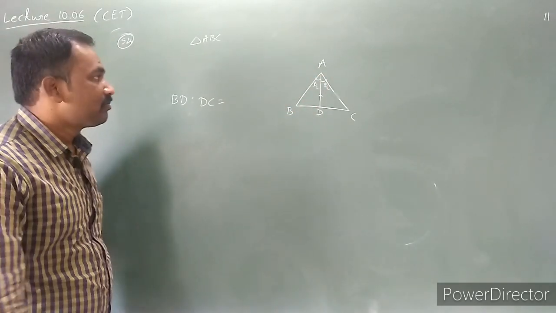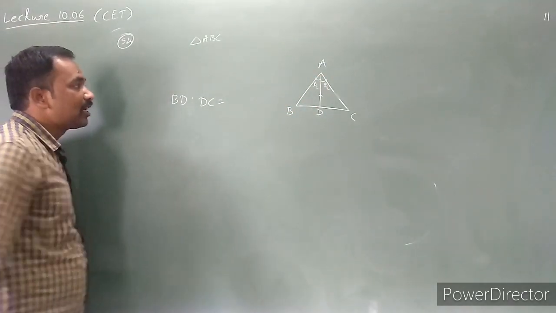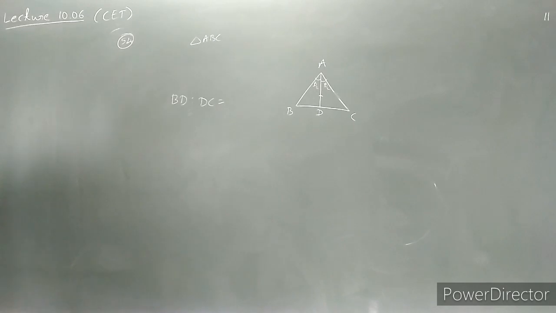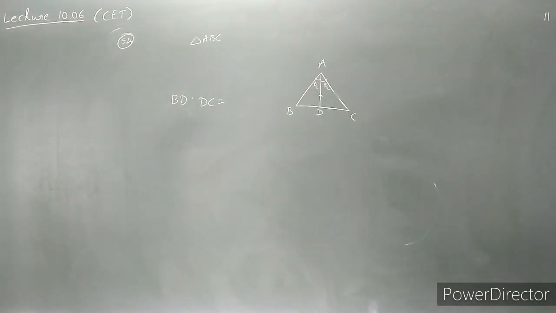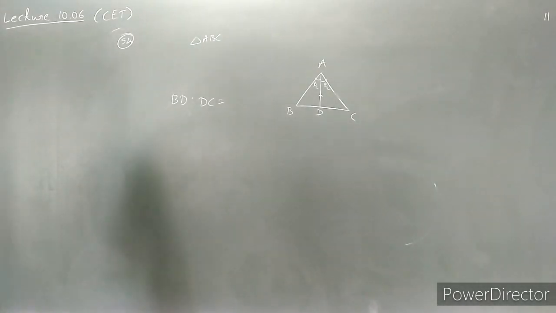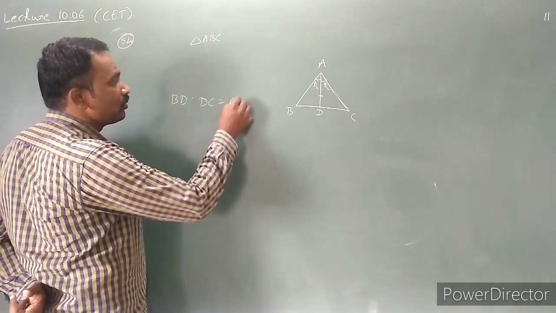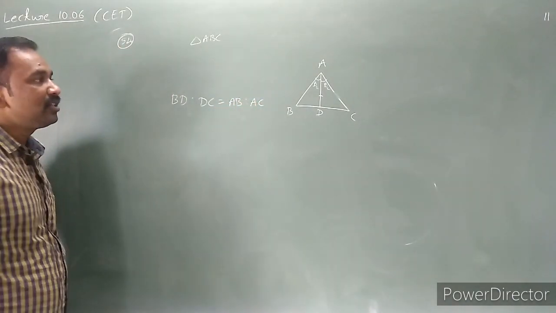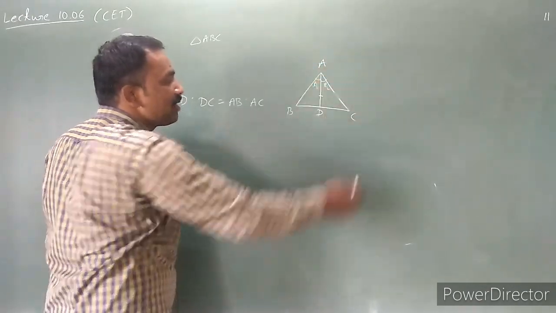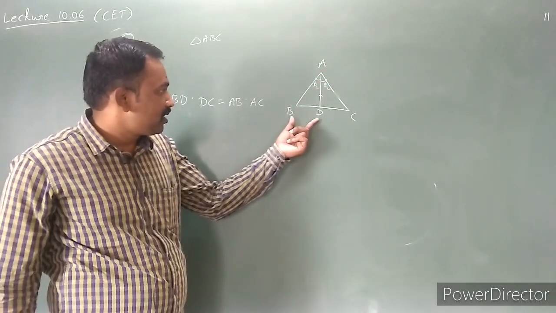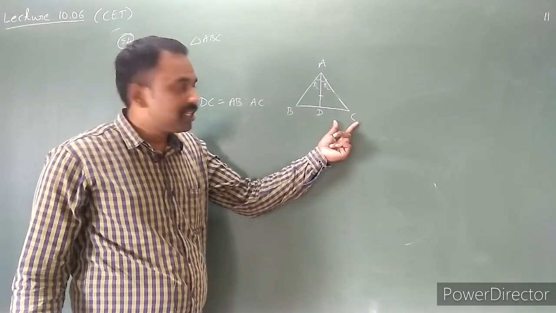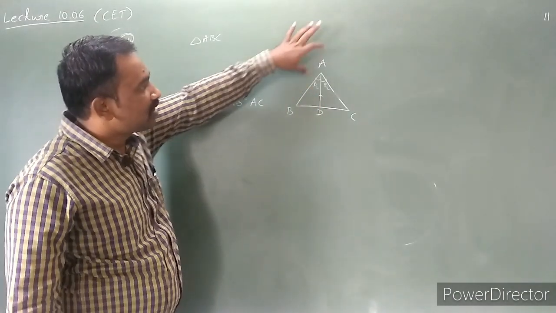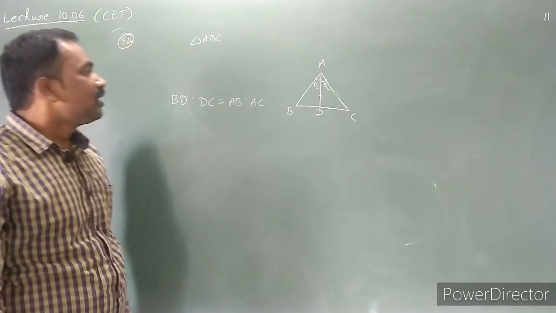Whenever G is the centroid of the triangle, this condition is known. What is BD to DC? BD is to DC is equal to AB is to AC. Whatever this ratio is, BD to DC, the same ratio is there as AB is to AC.